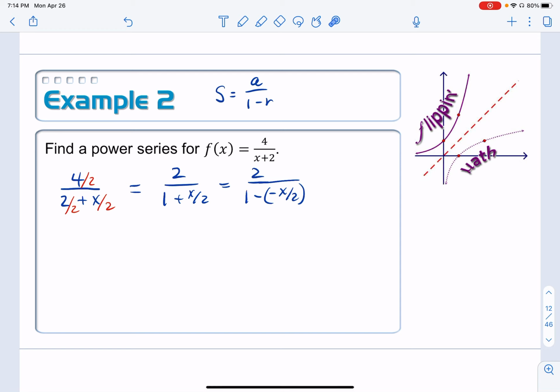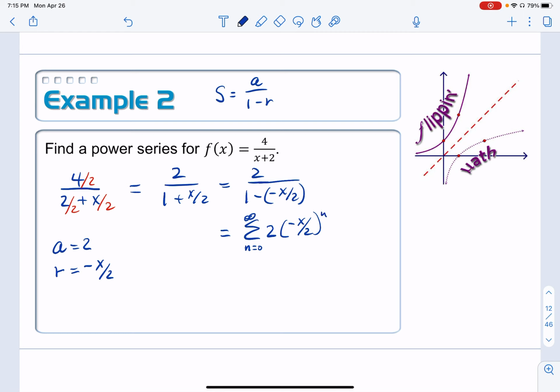So now it should be pretty easy to write the power series for this thing. Our first term here is the number 2 right up top. And our common ratio this time is going to be a negative x over 2. So writing this thing as a series, that'd be summation from n is equal to 0 to infinity of, our first term is 2, and then our common ratio is negative x over 2 to the nth power.